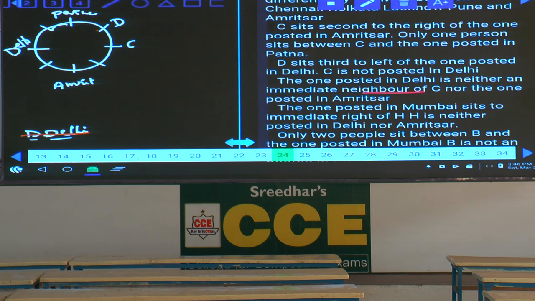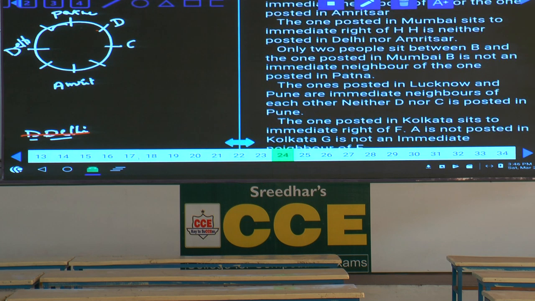Delhi is neither an immediate neighbor of C nor the person posted in Amritsar. And the one posted in Mumbai sits to the immediate right of H. Mumbai is to the immediate right-hand side of H, so H and Mumbai must be like this. H is neither posted in Delhi nor in Amritsar, isn't it? H cannot be in these two places.